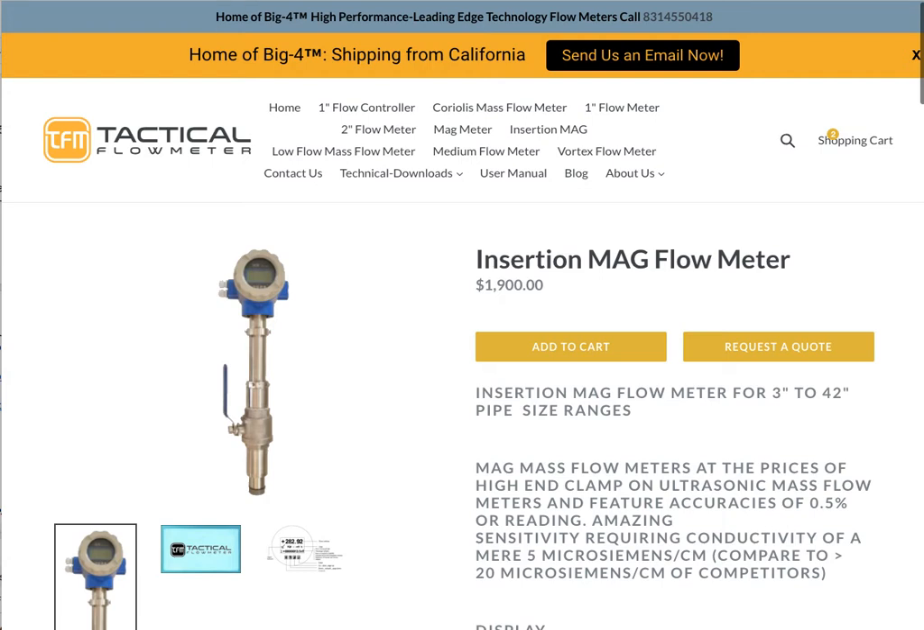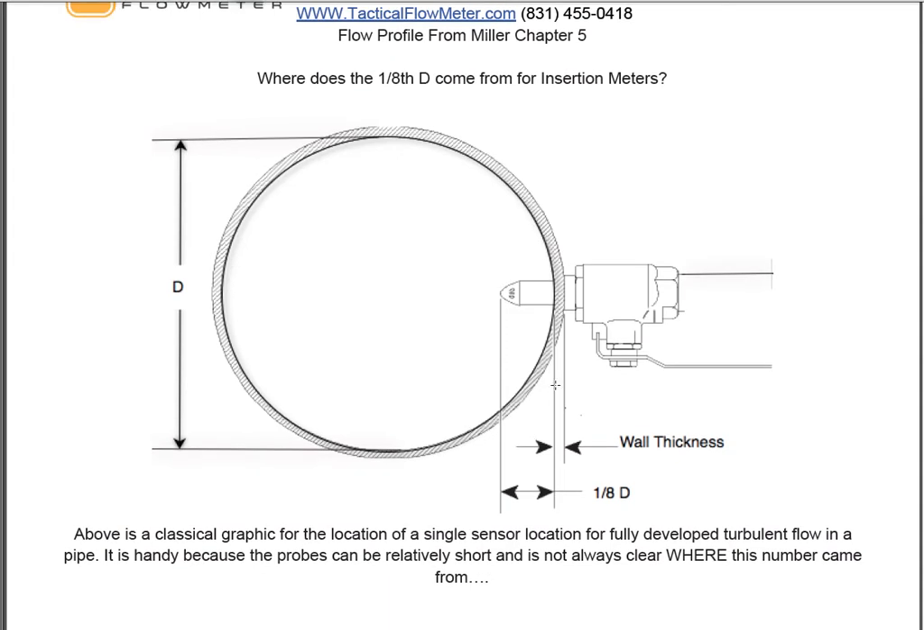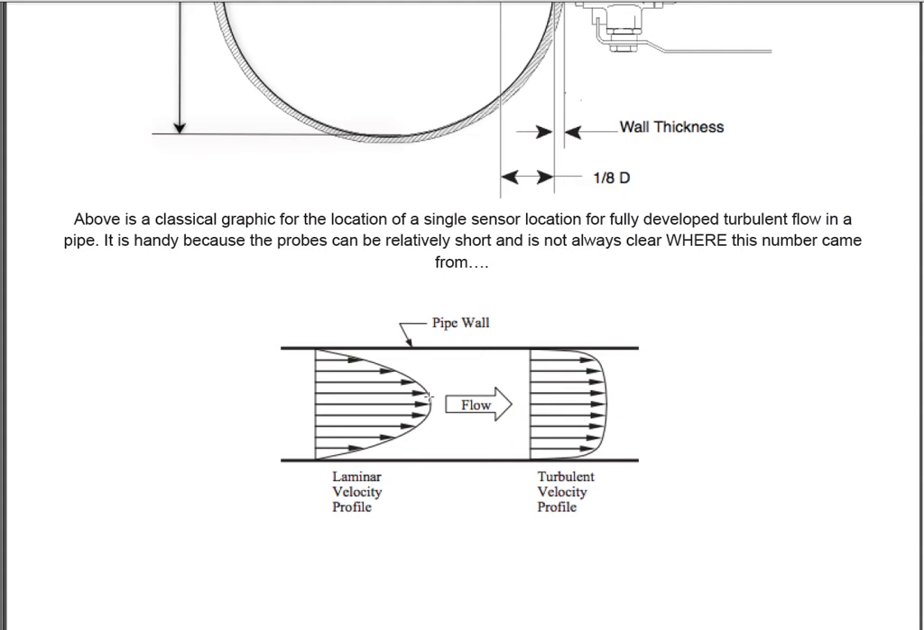Here is the classical illustration. Diameter of the pipe, insert the sensor 1/8 the diameter so that it is representative of the flow. Where does this come from? This comes from Miller fluid mechanics, but in laminar flow velocity, a lot of people get these mixed up.